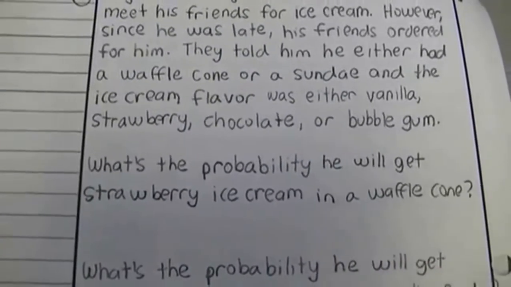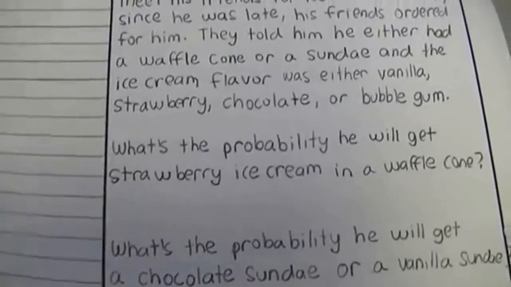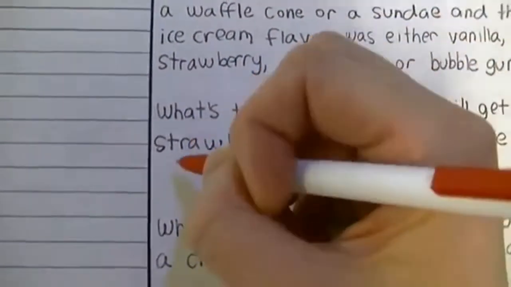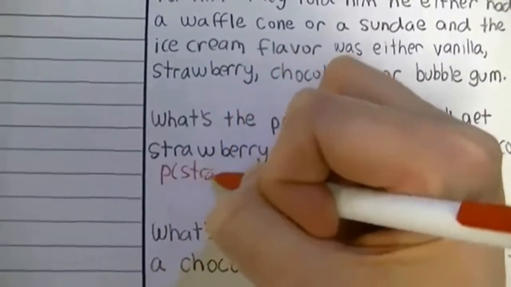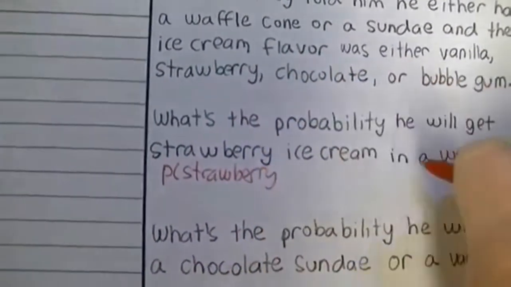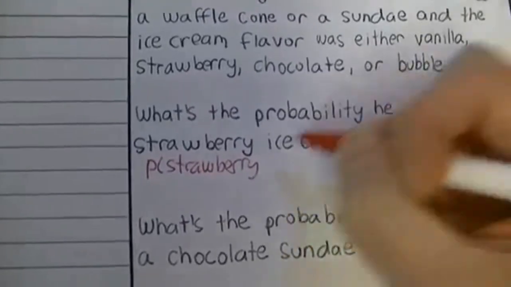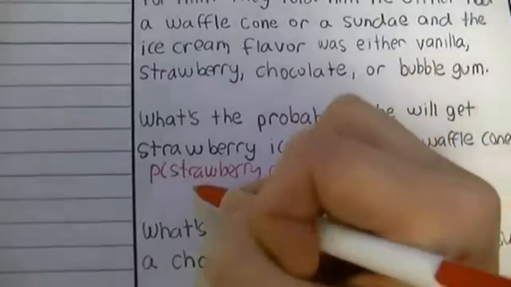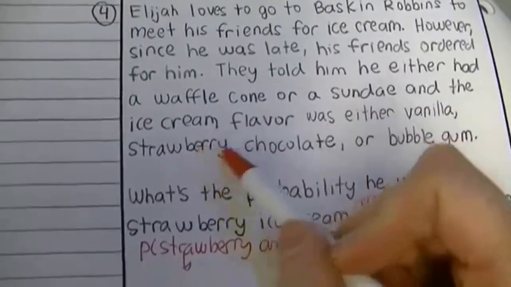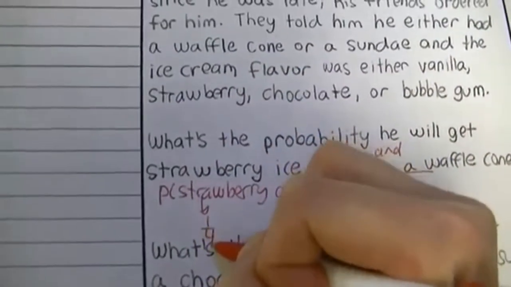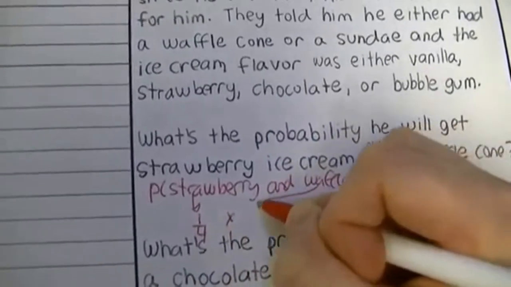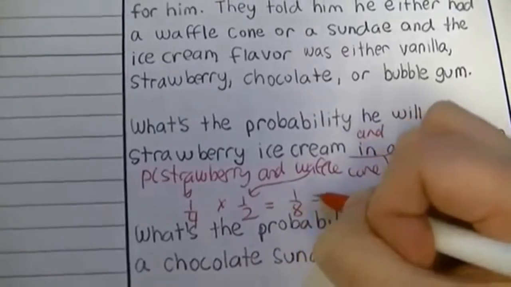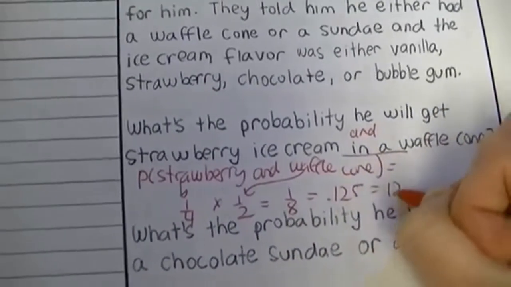Well, you could totally do a counting tree for this one, similar to what we did on that second problem. But I'm just going to go ahead and show you the fast way, all right? Either way will work. So the probability of getting strawberry. And, because it's in a waffle cone, we're implying that it means and waffle cone. Okay, so the probability of him getting strawberry, well, there's only 1 strawberry out of the 4 possibilities, so it's 1/4. And would mean multiply. The probability of getting a waffle cone, it's either a waffle cone or a sundae, so it's 1/2. 1/4 times 1/2 is 1/8. And these are the other forms that would be acceptable.